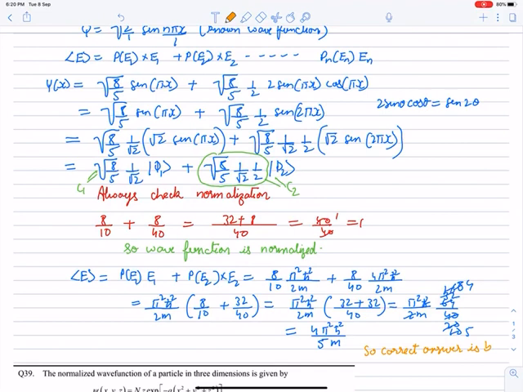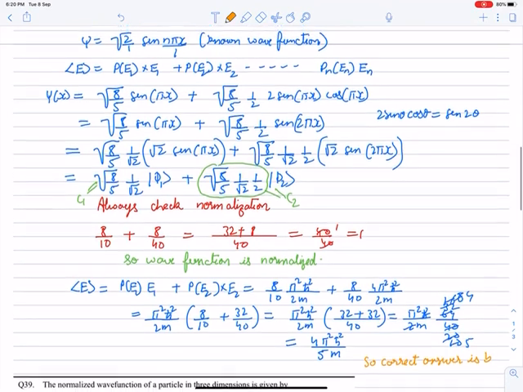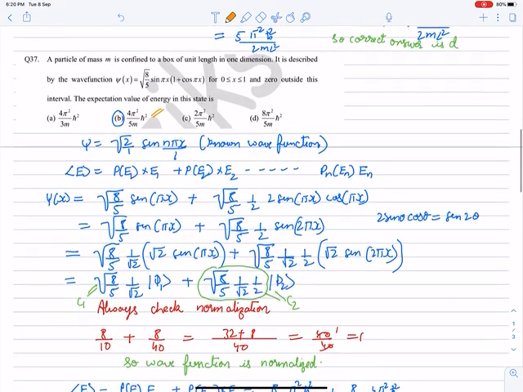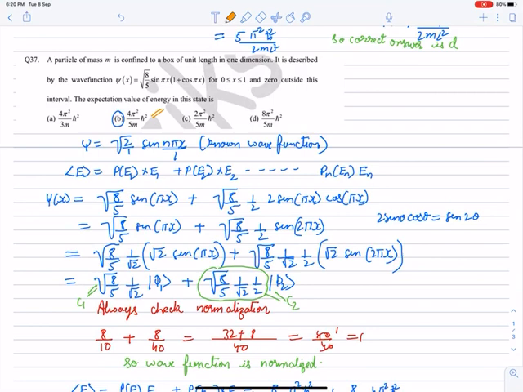But do avoid this method in entrance exams, because you have to solve as many questions as possible. So don't try that method in the entrance exam, but you can take it as homework and try it with the integration method. It will be a good exercise and good practice.